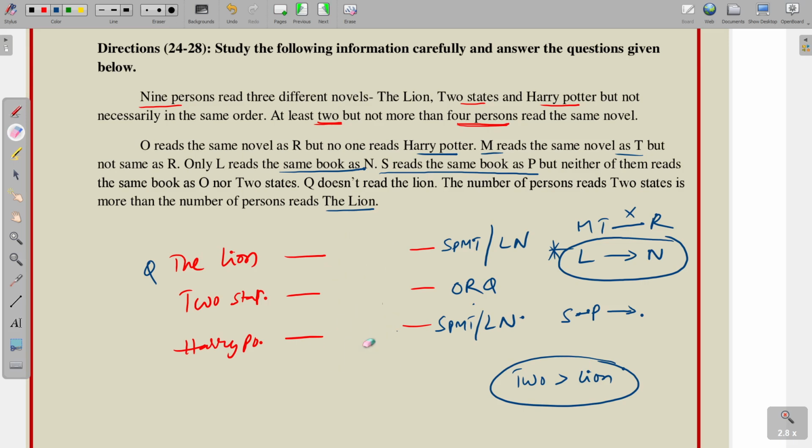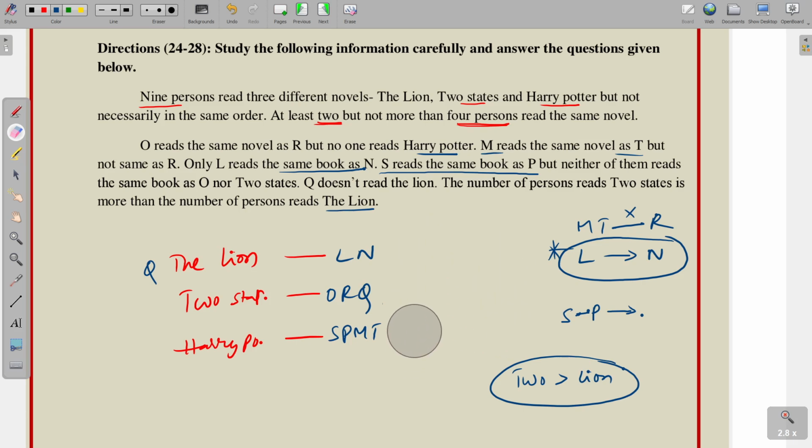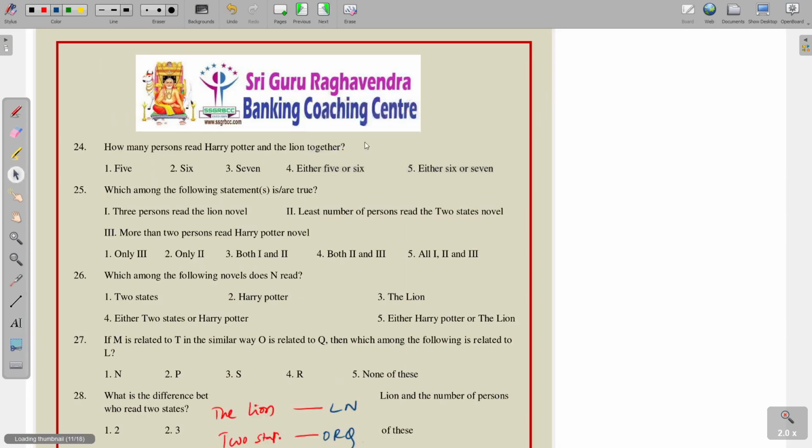So remaining వచ్చేసి మనకి ఇక్కడ L and N వస్తాడు, O R Q and SPMT. సో అగైన్ వీ కెన్ సీ. సో కావాలంటే మళ్ళీ ఒకసారి చెక్ చేద్దాం, చెక్ చేస్తే మనకి డైరెక్ట్గా తెలిసిపోతుంది. సో దిస్ వన్ ఈజ్ ద ఫైనల్ వన్. Let us move on to the questions.